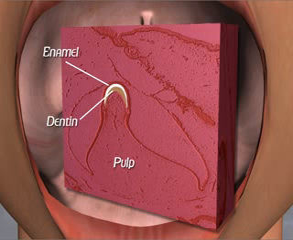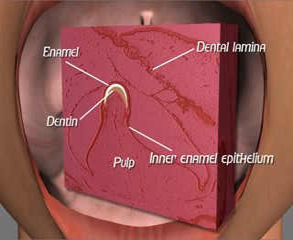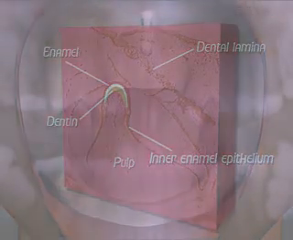Two other important events occur during the Bell stage. The dental lamina fragments eventually, separating the tooth from the oral epithelium. The inner enamel epithelium completes its folding, hence making it possible to recognize the shape of the future crown pattern of the tooth.